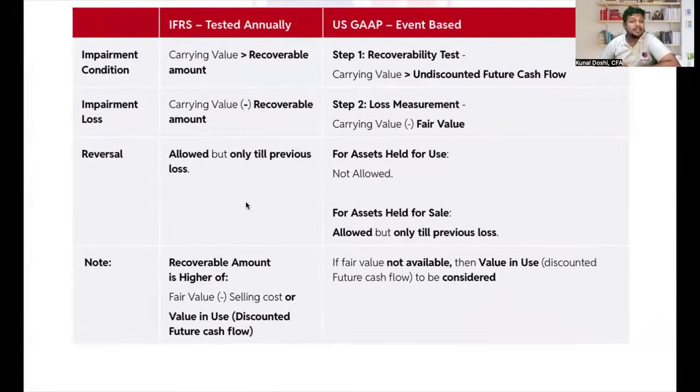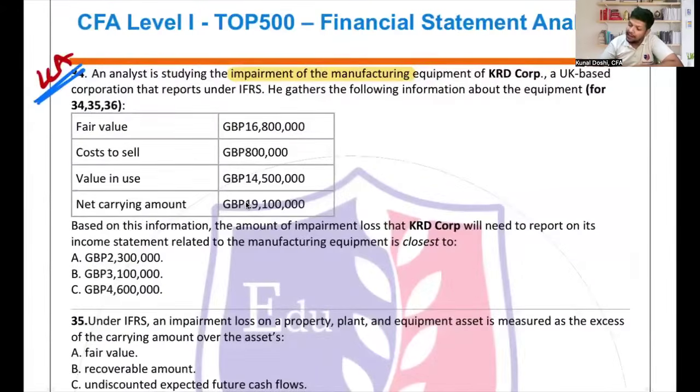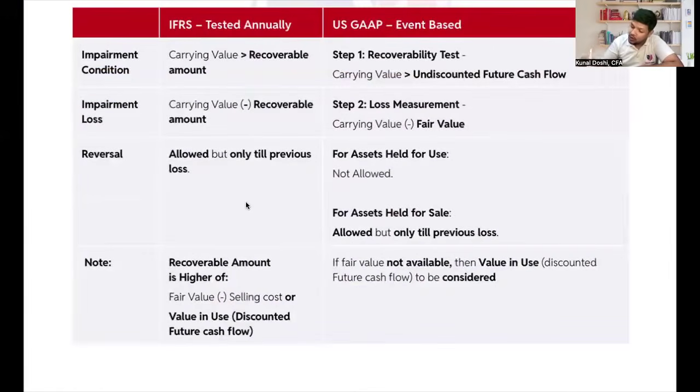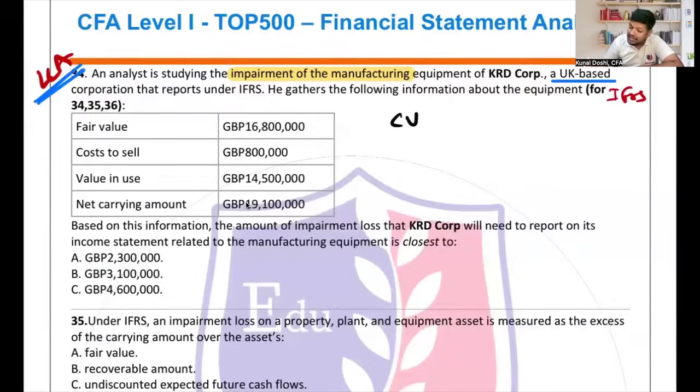See, in IFRS, you have to compare carrying value and recoverable amount. In US GAAP, it's a two-step process. So first I'll have to check whether it's IFRS or US GAAP. They said it's a UK-based company. So which should it be using, IFRS or US GAAP? It is using IFRS. So in IFRS, you need to compare the carrying value with the recoverable amount. Impairment condition is that if your carrying value is greater than the recoverable amount.